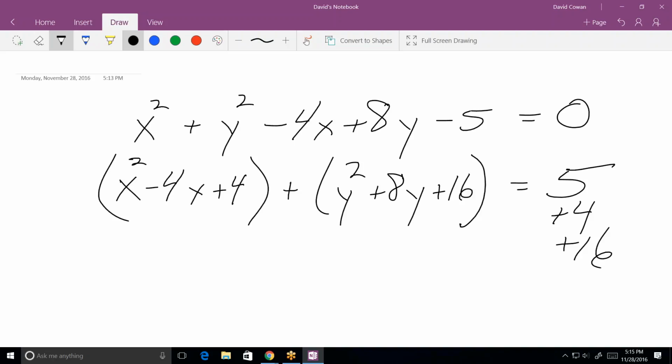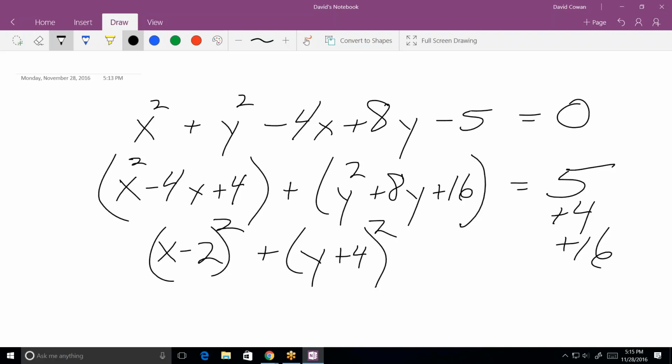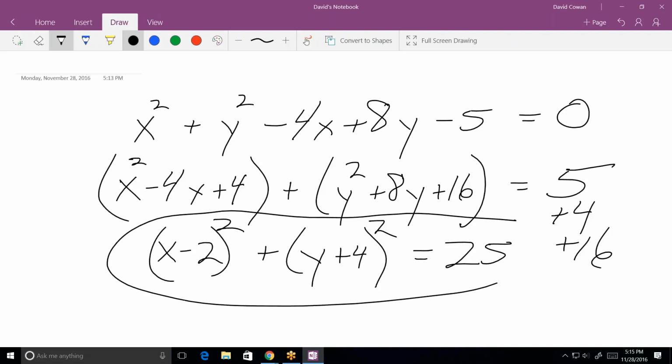Now how can I express what's in parentheses over here? It becomes x minus 2 squared plus y plus 4 squared equals 25. Now you have it in perfect format. You know where the center is, and you know what the radius is.